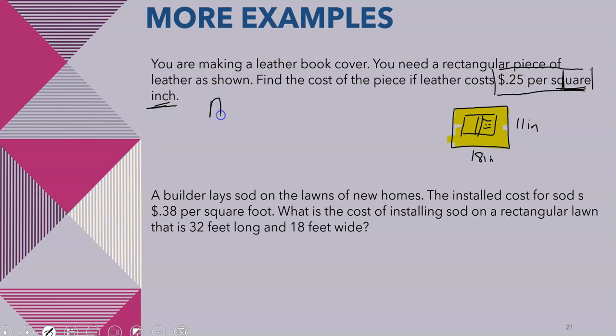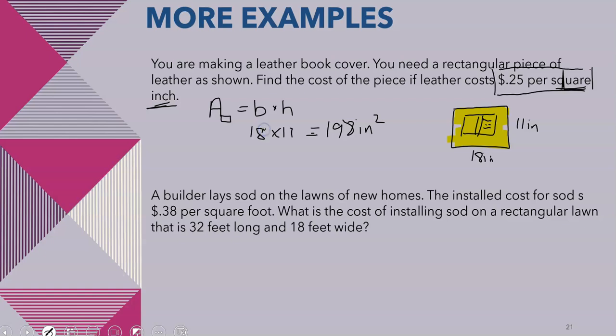We're going to have to know the area of a rectangle. The area of a rectangle is base times height. You may also have learned it length times width. Same thing, just different wording. So we're going to take 18 times 11, and we're going to find that we need 198 square inches of leather. That doesn't answer our question yet.